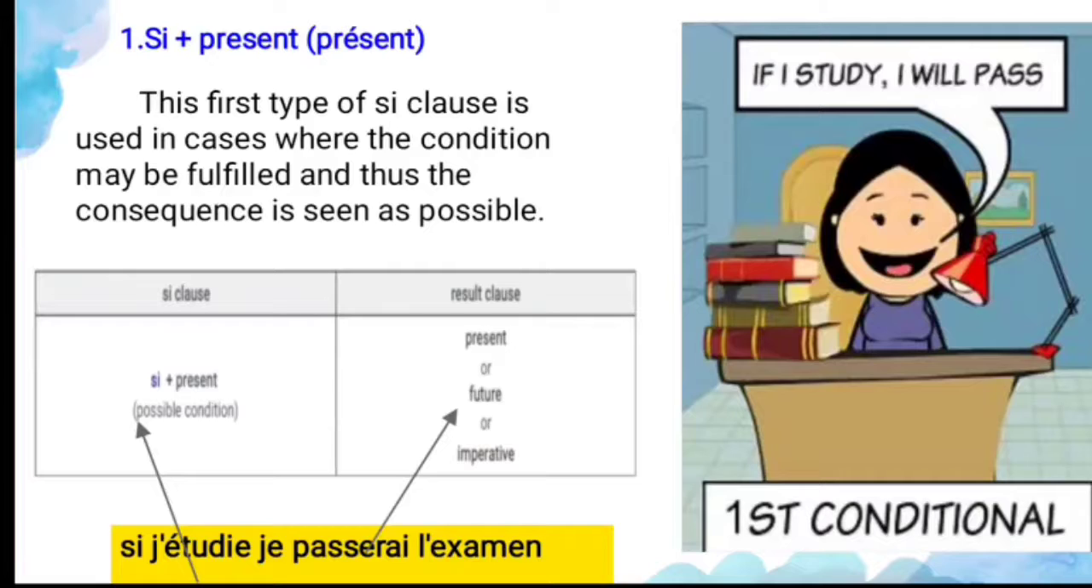See the example in the image. If I study: if is the Si clause, I is the subject, and study is the possible condition. And I will pass: I is the subject, will is the future tense conjugation, and pass is the infinitive verb. So, if I study, I will pass. See the example in French. Si j'étudie, je passerai l'examen.